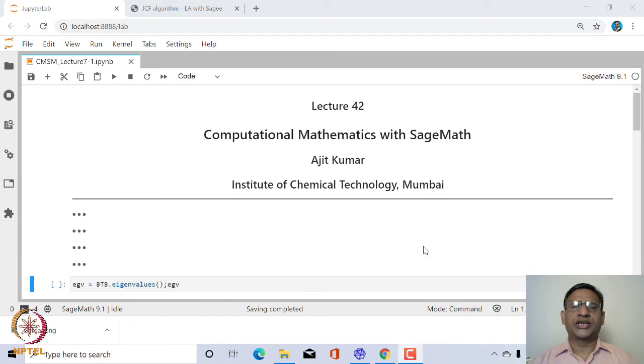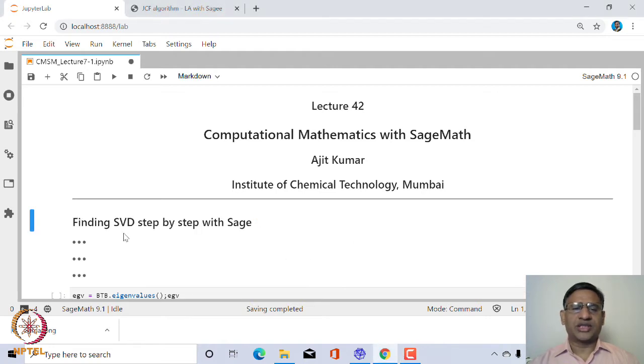Welcome to the 42nd lecture on computational mathematics with SageMath. In this lecture, we will look at an application of singular value decomposition to image processing. But before that, let us look at how to find singular value decomposition step by step using SageMath. So let us start with an example.